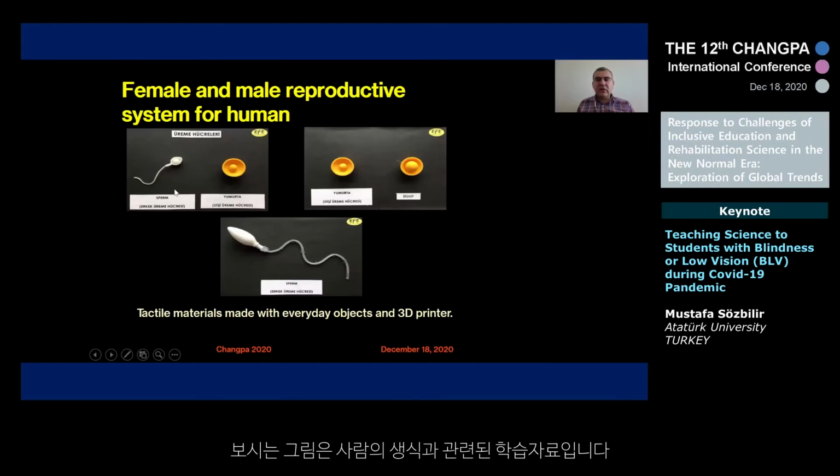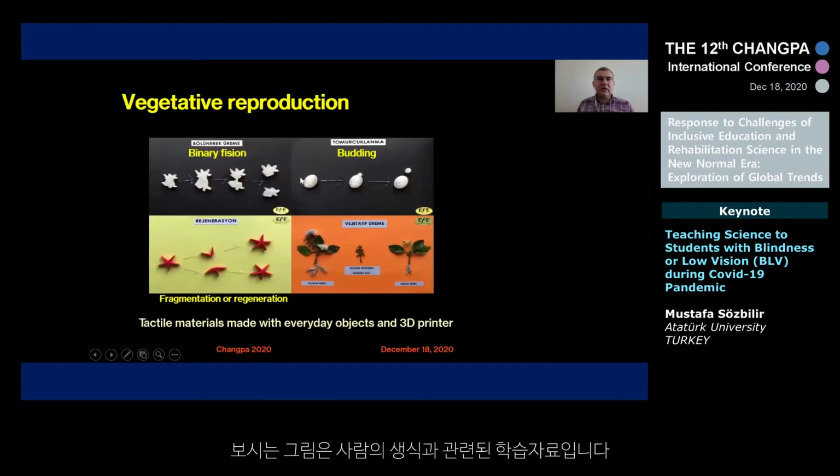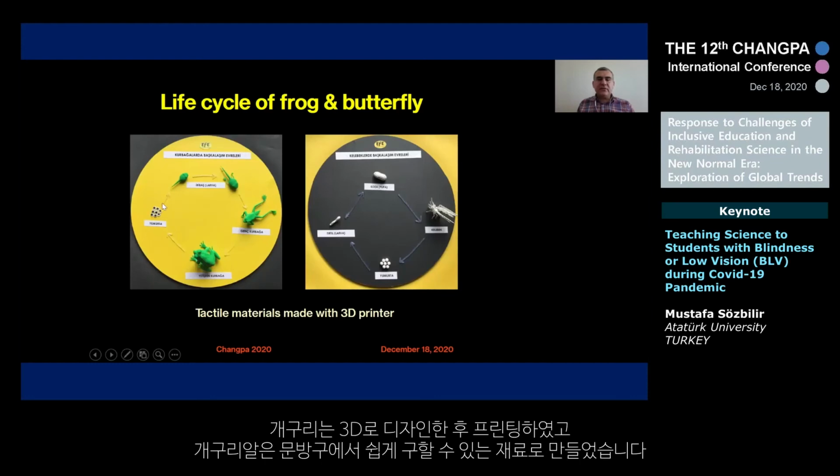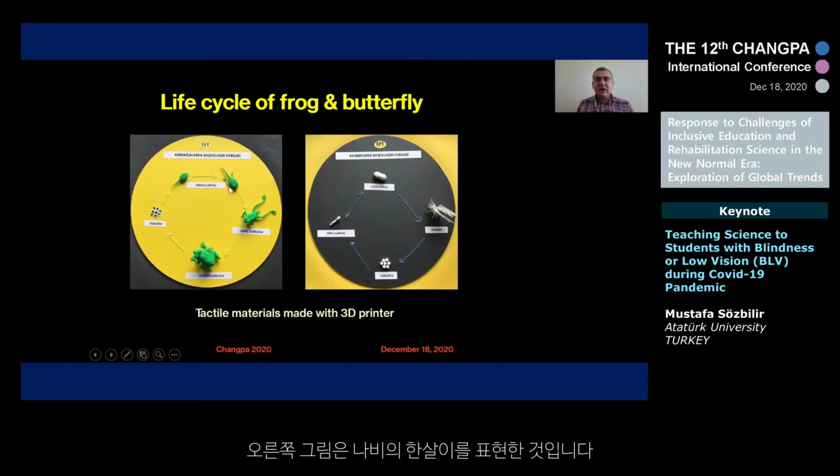You can see also here more materials like the female and male reproductive system of the human. This is a similar idea applied to the vegetative reproduction system. And this one is also very important. These are the life cycles of a frog, which is designed in 3D and then produced by the 3D printer. The eggs here are just a normal material you can find from a stationery, and then the rest is designed and produced. Here also is the life cycle of a butterfly.